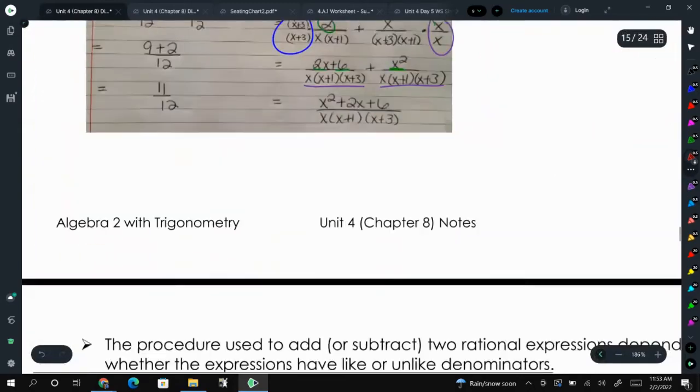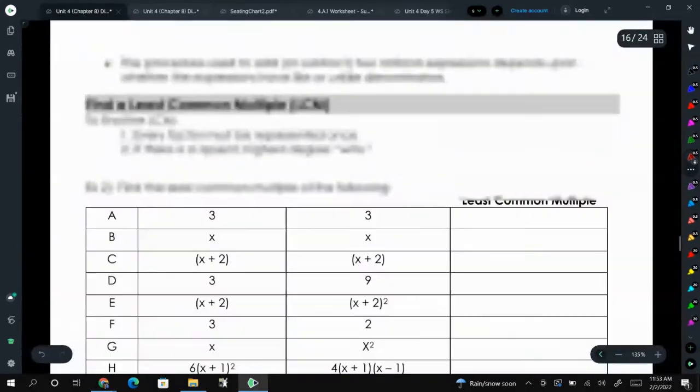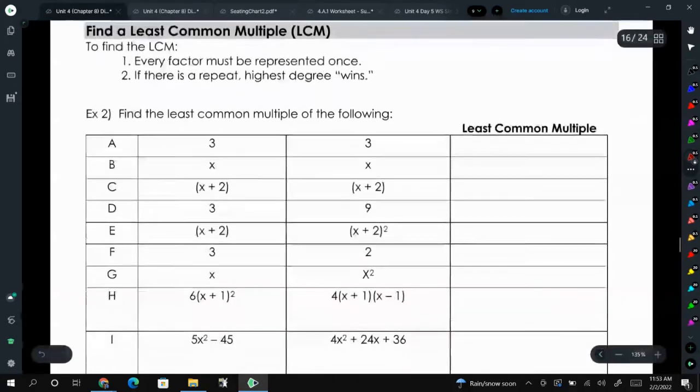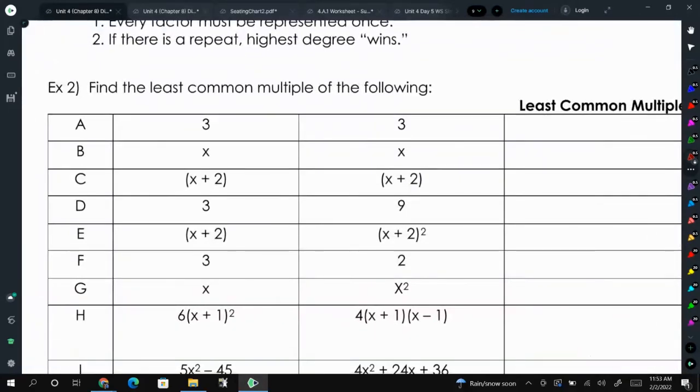So on the next page, I kind of mentioned this earlier, that figuring out the least common denominator is the same thing as figuring out the least common multiple between the two denominators. So we're going to do some practice figuring out what the least common multiple is. So between 3 and 3, the least common multiple is just 3. Between x and x, the least common multiple is x. X plus 2 and x plus 2, the least common multiple is x plus 2.